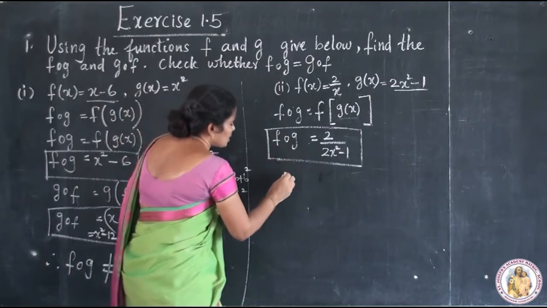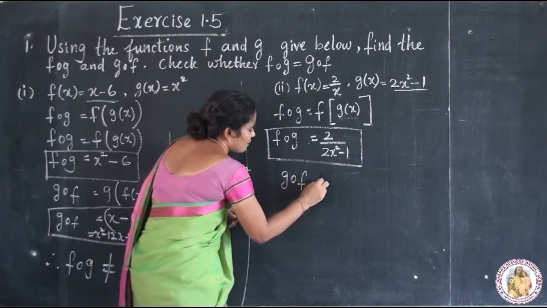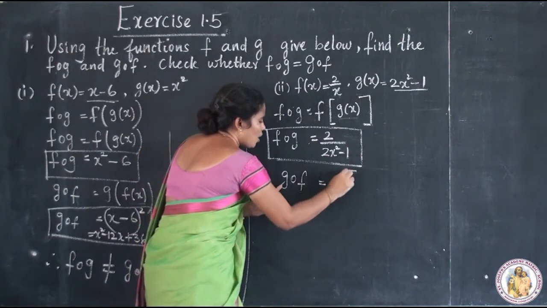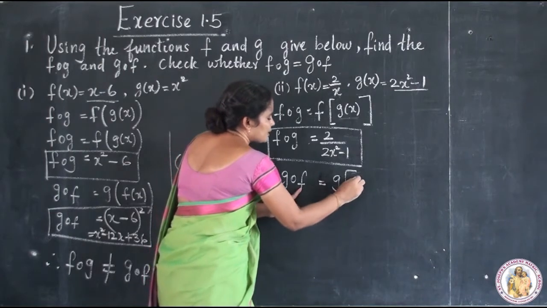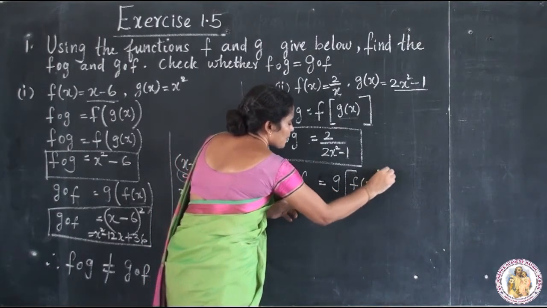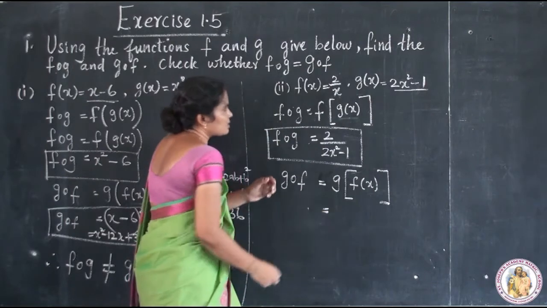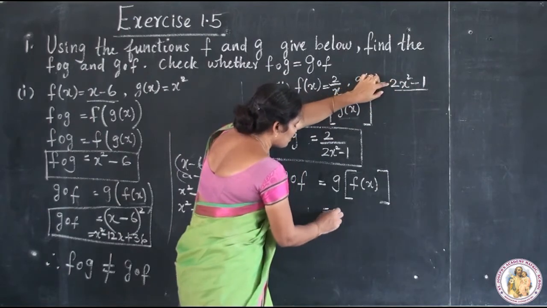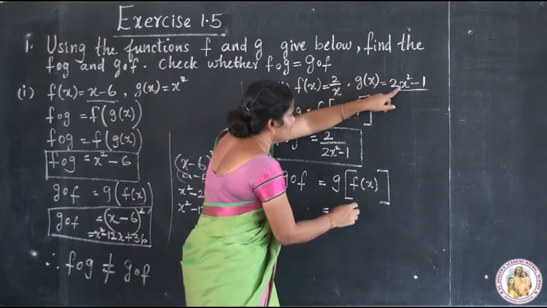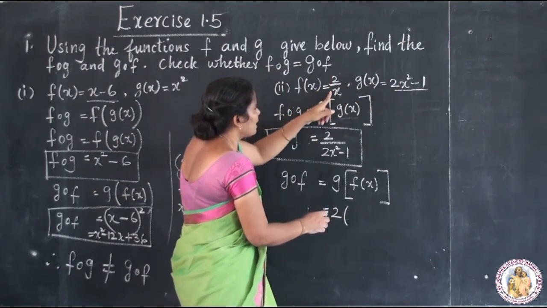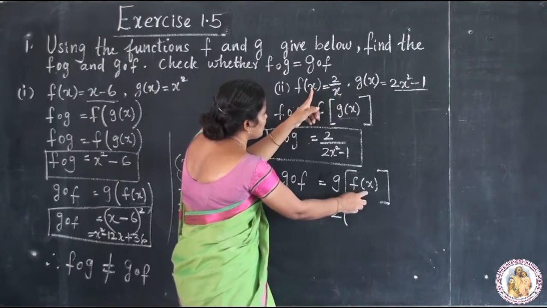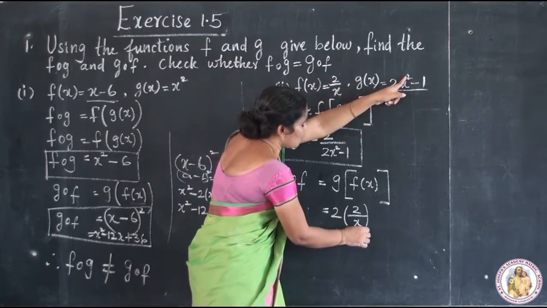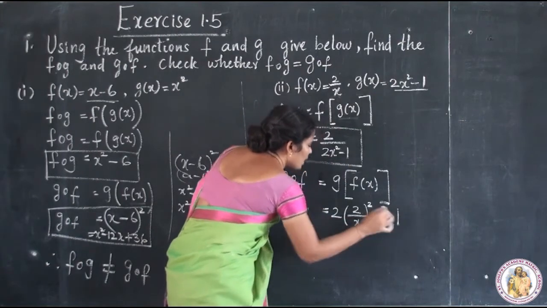Then go with g of f. G of f is equal to g of f. We have to write g of bracket f, that is f of x. Okay, what is g? G is 2x square minus 1. In the place of x square you have to write 2 by x, that is f of x. So 2 by x is given as whole square, minus 1.